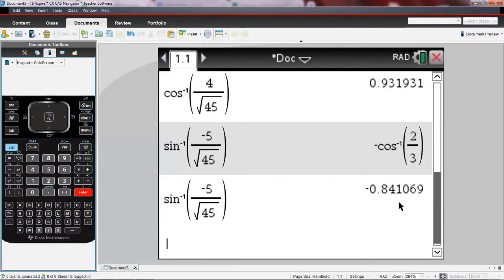Okay. Now, here is the point. Which one is going to be the one? With positive or with negative? Okay, let's see.